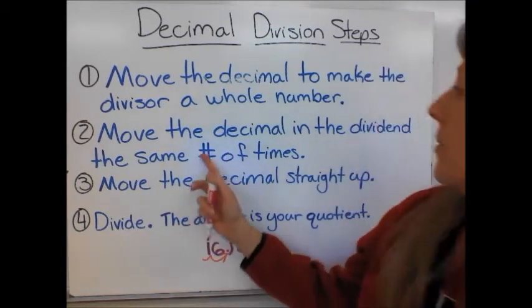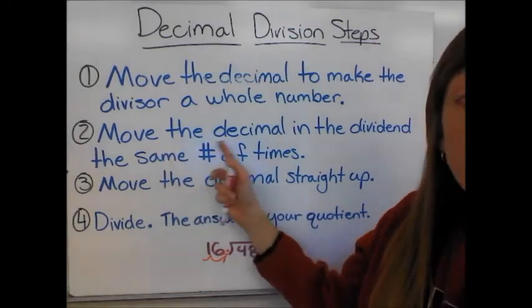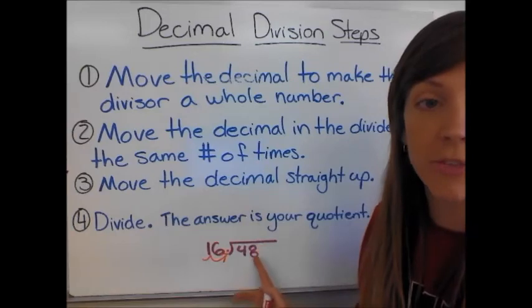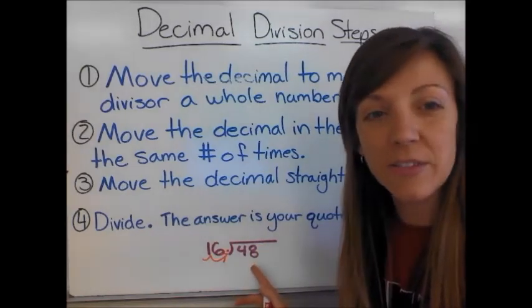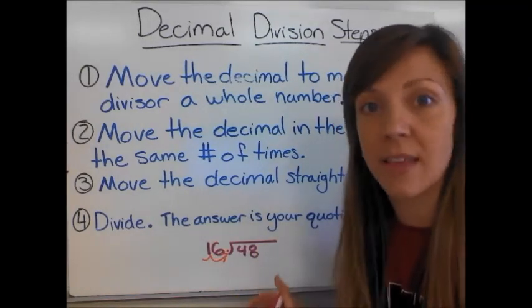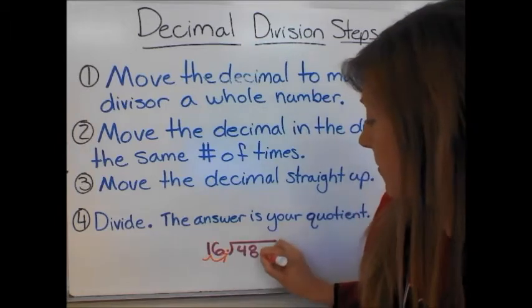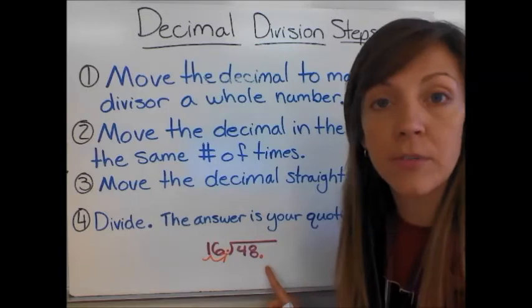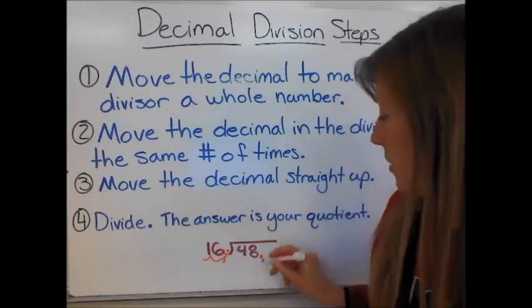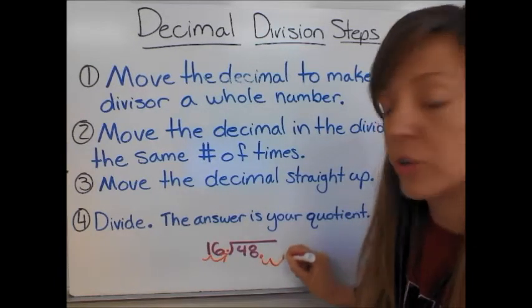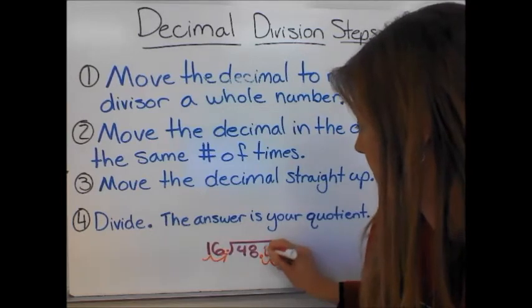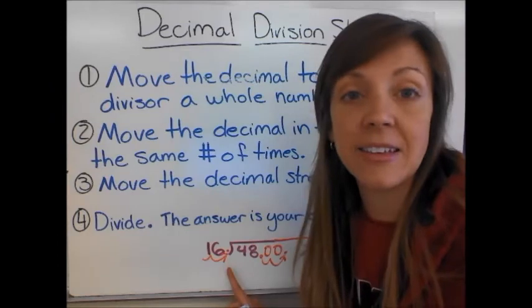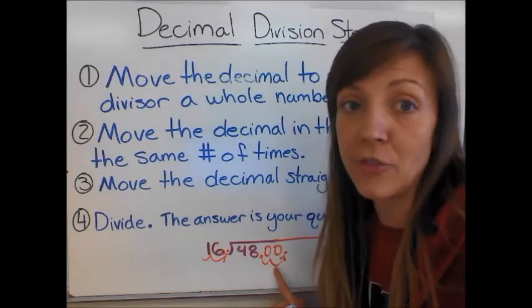Step 2. Move the decimal in the dividend the same number of times. So I'm going to go to my dividend. I know that this is a whole number, 48, so the decimal is always at the end of a whole number. Since I moved the decimal in my divisor 2 times, I'm going to move the decimal in my dividend 2 times. 1, 2. 16 into 4,800.